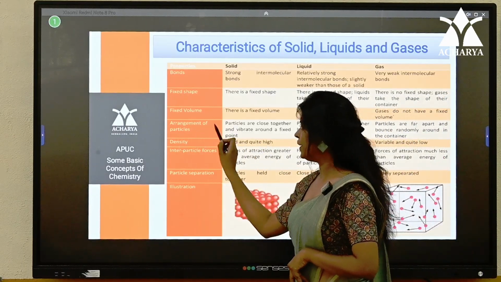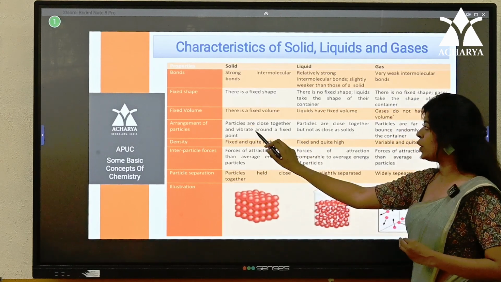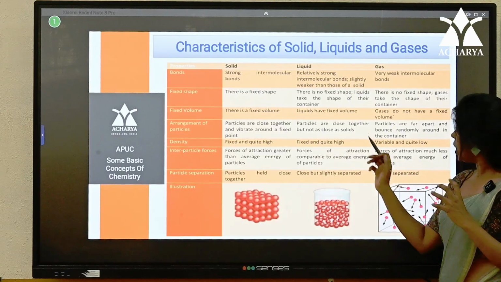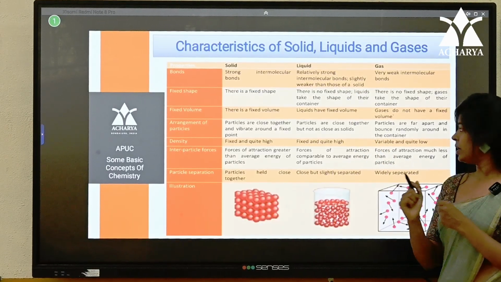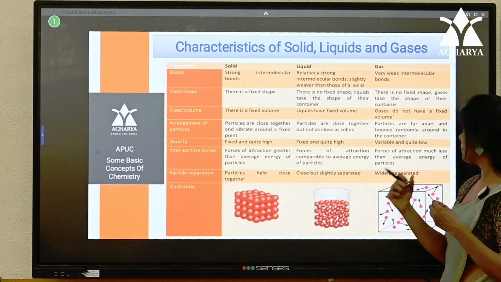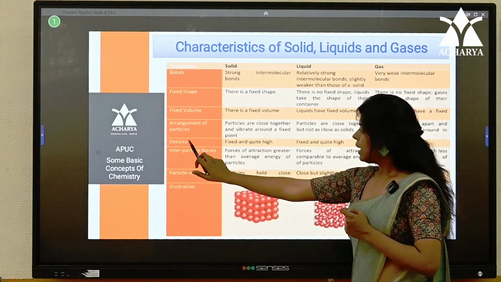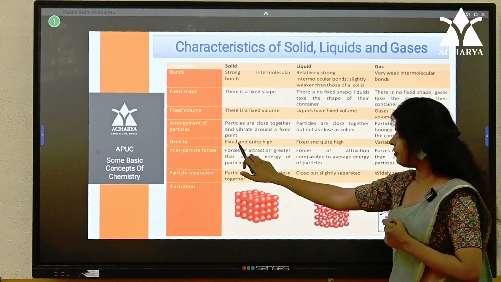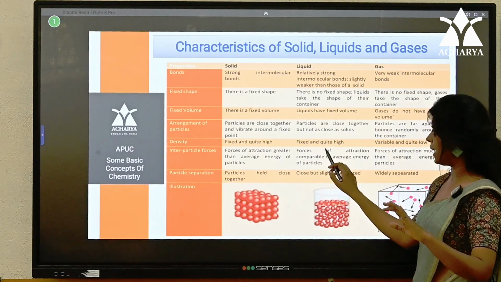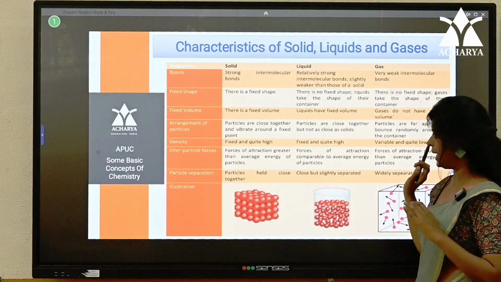Next, if you observe the arrangement of particles, in case of solid, particles are close together and vibrate around a fixed point. Whereas in case of liquid, particles are close together but not as close as solids. In case of gas, particles are very far away and you can see they bounce back randomly around the container. Next, if you see the density, in case of solid, fixed and quite high. In case of liquid, density is fixed and quite high, and in case of gas, it is variable and quite low when compared to solids and liquids.